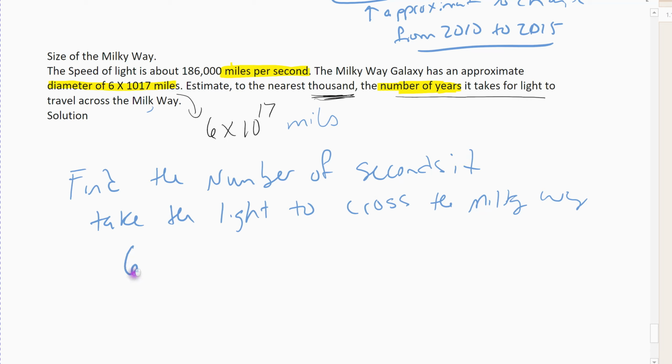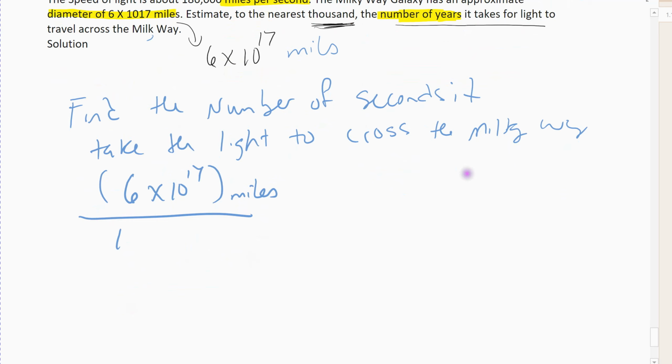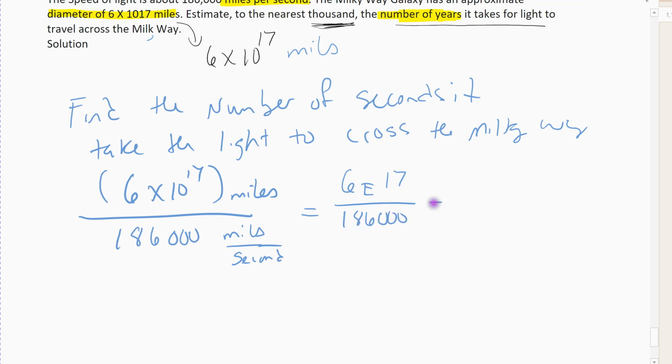So I'm going to take my miles, which is my 6 times 10 to the 17th, divided by how long it takes. The best way to do it is to put your units on it. I'm going to divide by 186,000, remember this is miles per second, so the miles will cancel out and leave me with seconds. You type that out on the calculator. Remember how you do this: it's 6e17 on your calculator, divided by 186,000, and it should give you scientific notation. It does, and I'm just going to round to 3 decimal places.